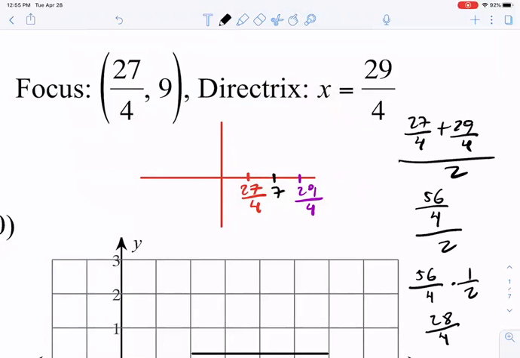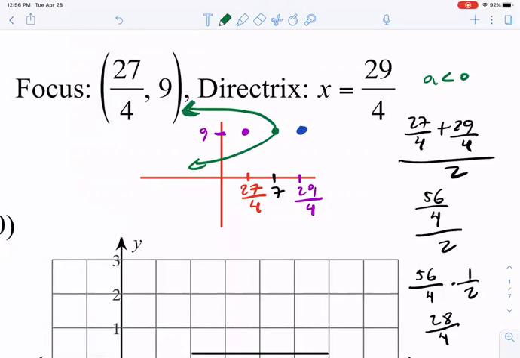It's the same thing. So here they're saying that the focus is here, 27 over 4 and 9, that's here. And the directrix is here, 29 over 4, that's here. And this is the vertex here. I need to find out what equation I need, and in which direction I should go. Since the focus is to the left, that implies that the graph is going to go this way. And that means that a is going to be negative, because it's going to the left. So the question is, what equation do I need?